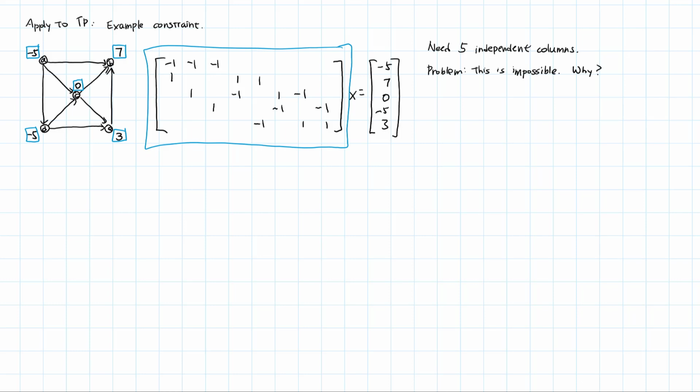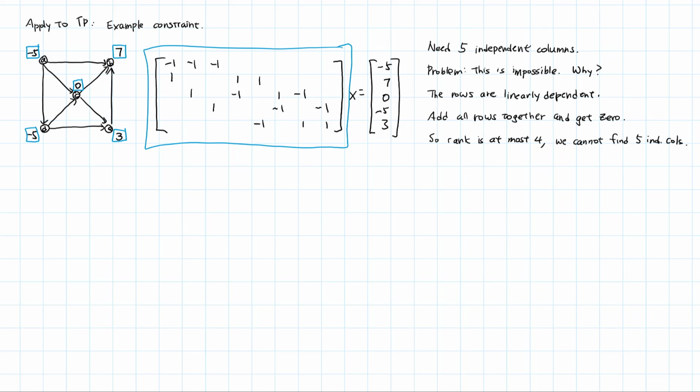So why is that? Let me give you a few seconds to pause and think about it. Now, the reason that you cannot find 5 independent columns is because the rows are linearly dependent. We can easily see that since each column has 1 and minus 1, by adding all the rows together, we get a 0 vector. So the rank of this matrix is at most 4, so we cannot find 5 linearly independent columns.